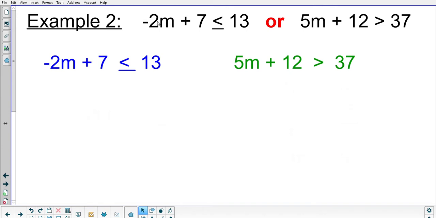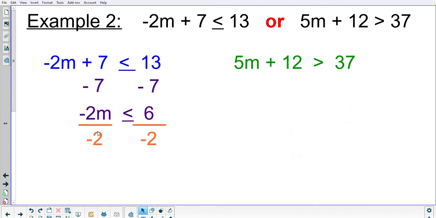This negative 2m plus 7 is less than or equal to negative 13, and then we'll solve 5m plus 12 is greater than 37. So let's go ahead on this first one. We need to subtract 7 from both sides. When we do so, that leaves us with negative 2m is less than or equal to 6.